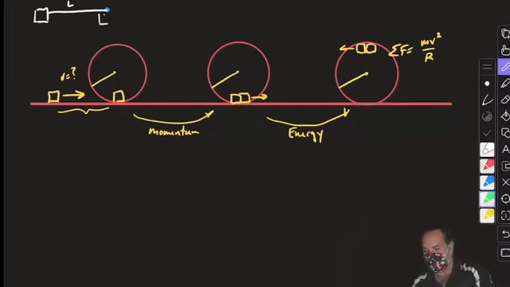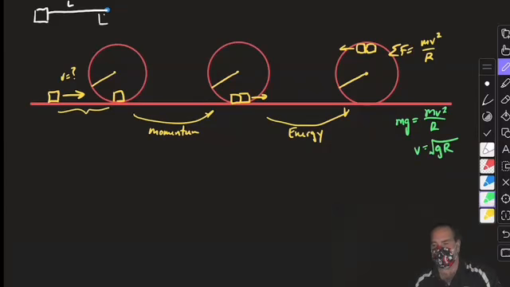So I'm going to start here. Is it just R? Yes. So we've done this enough to know that it's mg equals mv squared over r. So the v has to be the square root of gr. That good? That's how fast I must be going when I'm here.